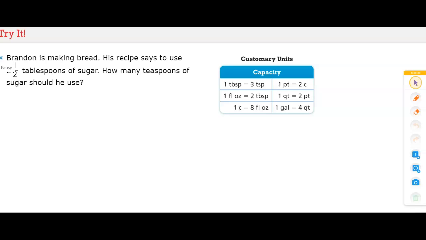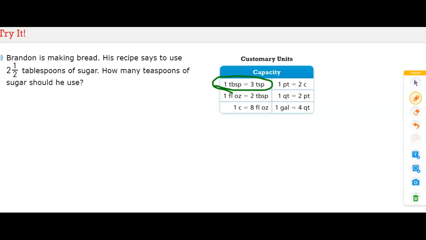Brandon is making bread. His recipe says to use 2 1/2 tablespoons of sugar. How many teaspoons of sugar should he use? Okay, so we need to find our conversion rate. So we're looking for teaspoons and tablespoons. So in my chart they give us for the customary units, I see there is 1 tablespoon equals 3 teaspoons.